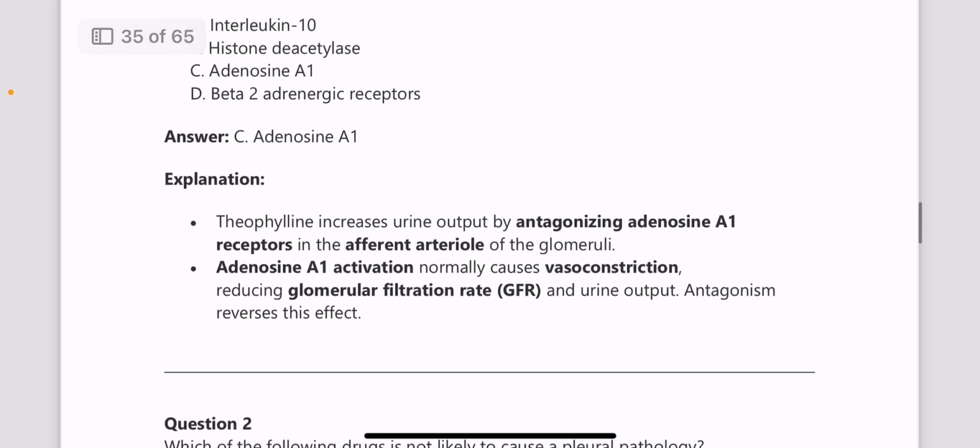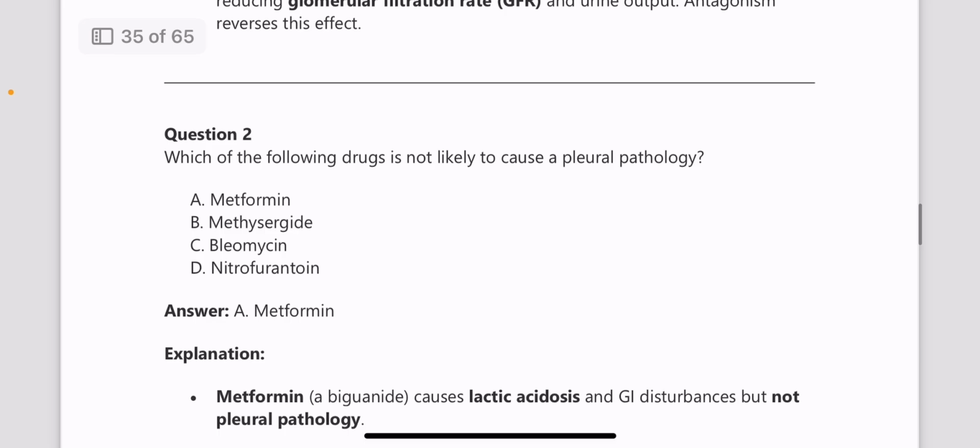Answer is adenosine A1. Theophylline increases the urine output by antagonizing adenosine A1 receptors in the afferent arteriole of the glomeruli. Adenosine A1 activation normally causes vasoconstriction, reducing the GFR and urine output. Antagonism reverses the effect.